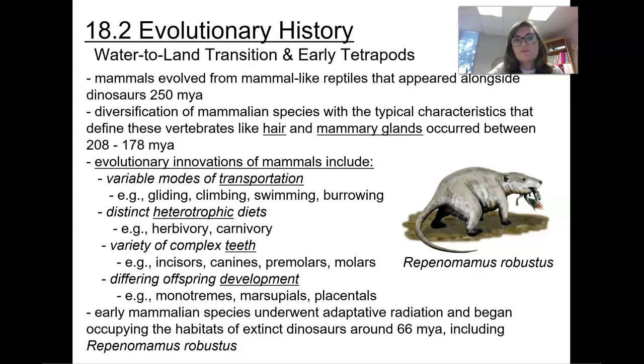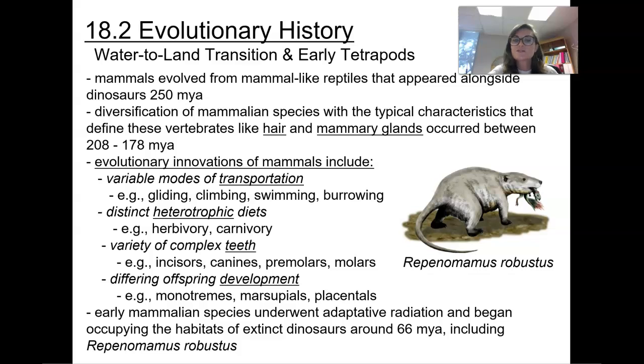Okay, mammals are going to evolve from mammal-like reptiles that are going to appear alongside the dinosaurs about 250 million years ago. Diversification of mammalian species with the typical characteristics that define these vertebrates, like hair and mammary glands. These all are going to be things that are starting to appear between 208 and 178 million years ago. Evolutionary innovations of mammals are going to include things like variable modes of transportation.